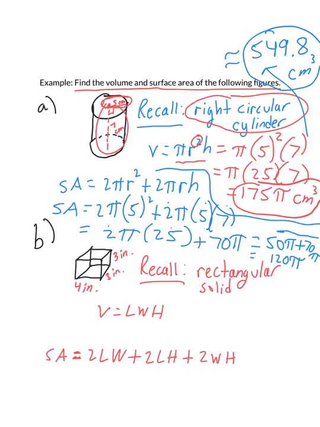The units are squared for any kind of area, including surface area. So this is centimeters squared, or you could even just say square centimeters. 120 pi square centimeters is the exact answer in terms of pi.